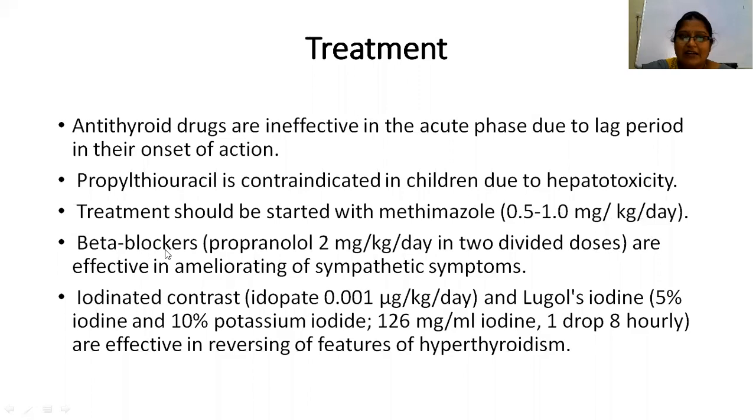Okay. And then beta blockers, propranolol 2 mg per kg per day in 2 divided doses, for ameliorating sympathetic symptoms. Why should we give beta blockers? Thyroid hormones increase catecholamine-like effects. As a result, to ameliorate this, we need to give beta blockers. Then iodinated contrast like iopanoic acid 0.001 microgram per kg per day and Lugol's iodine help in reversing features of hyperthyroidism.